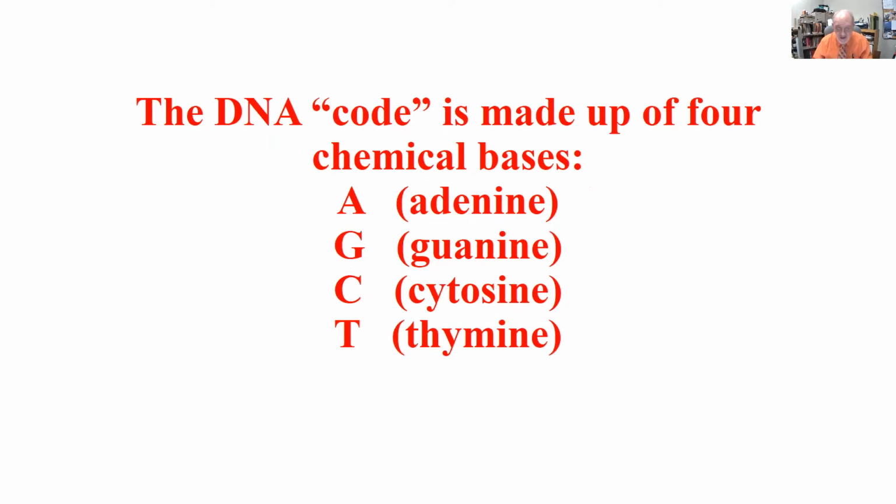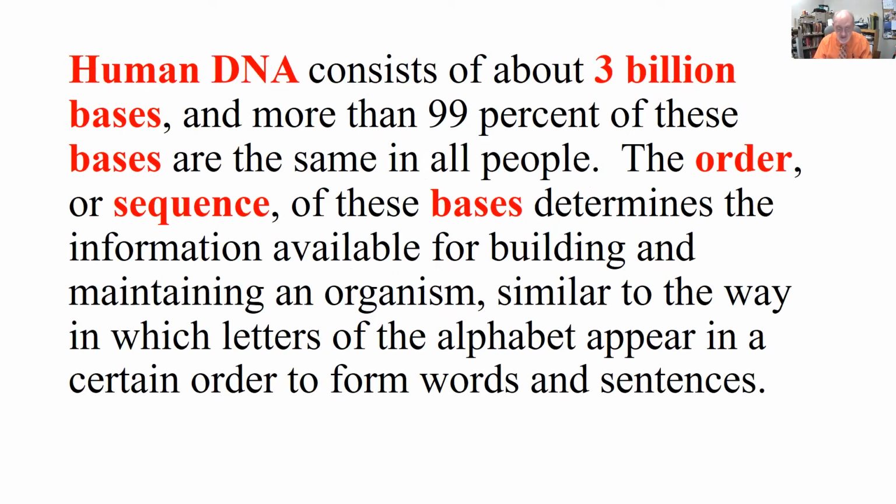The information in DNA is stored as a code made up of 4 chemical bases: adenine, which is the A, guanine, G, cytosine, C, and thymine, T. Human DNA consists of about 3 billion bases, and more than 99% of these bases are the same in all people. The order or the sequence of these bases determines the information available for building and maintaining an organism, similar to the way in which letters of the alphabet appear in a certain order to form words and sentences.